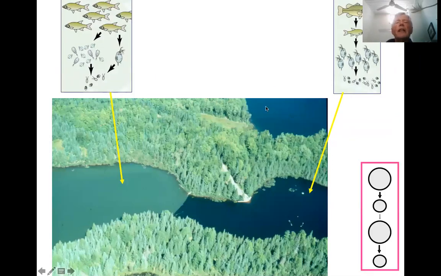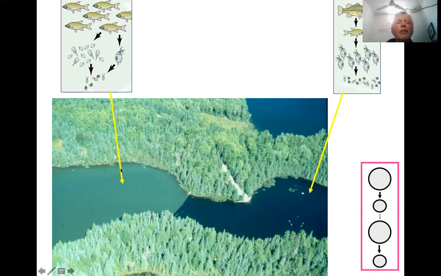So here's one of the lakes that Carpenter and Kitchell worked on. It looks very similar to the one I showed you before. They simply found this lake that had a narrow connection, separated the 2 halves of the lake across that narrow connection, and removed the predatory fish from one side and moved them over into the other side.